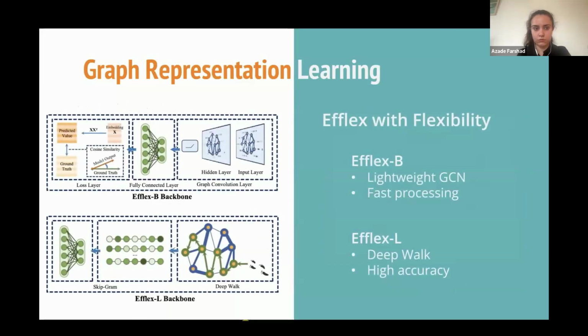Benefiting from the generalized and flexible pipeline framework, eFlex offers two versions, eFlex Base and eFlex Large, with different models employed in the graph representation learning module. eFlex B uses the lightweight GCN for fast processing, while eFlex L uses Node2Vec for high accuracy. These two versions provide the eFlex pipeline with the ability to handle diverse application needs.